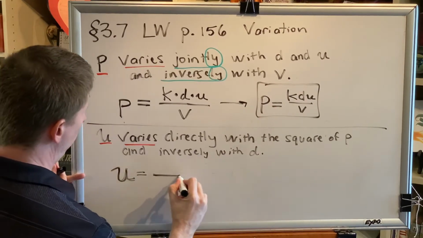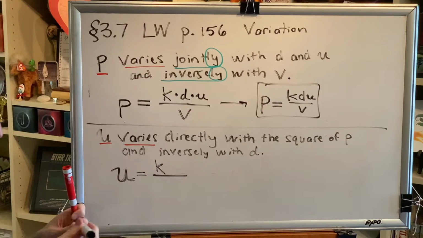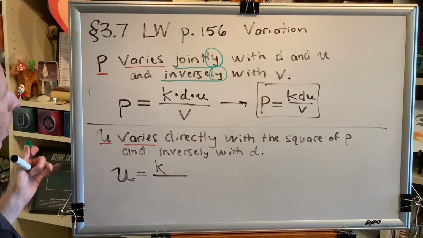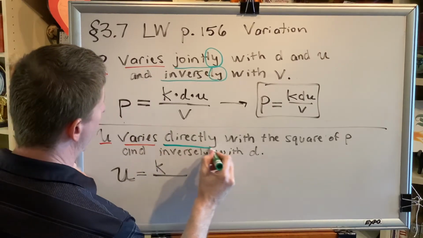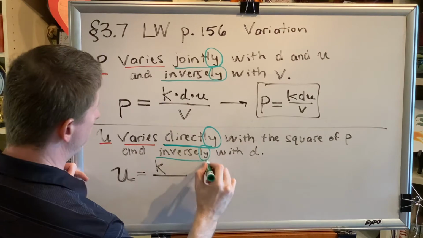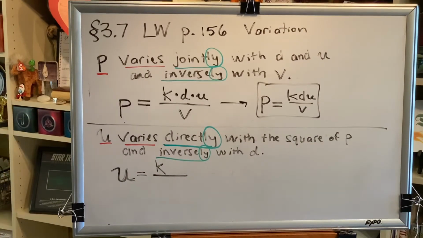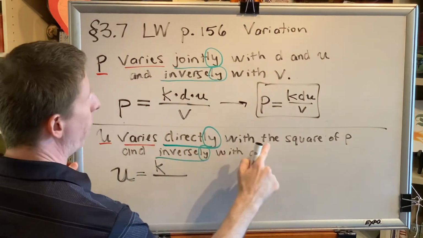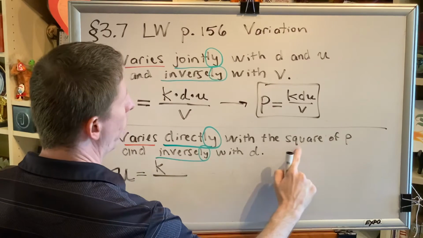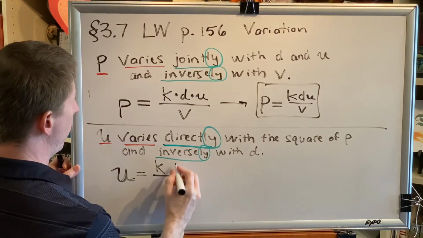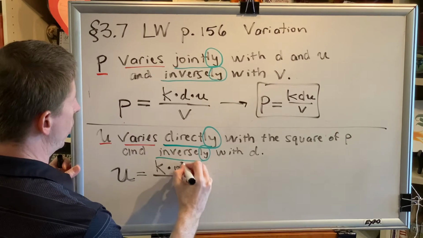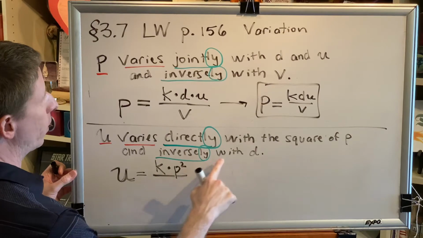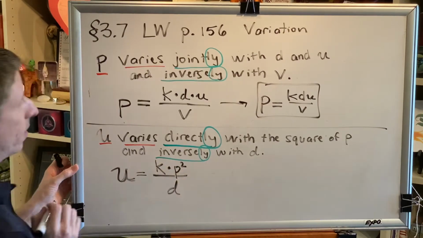Step 2. Create a fraction where K is in the numerator. K is the constant of proportionality. Step 3. Find the ly word for the problem and then put the stuff where it goes. We've got directly and we've got inversely. Okay, so directly means the stuff goes in the numerator, and it says directly with the square of P. The square of P is P squared, so we put it in the numerator. It's going to be multiplied with the K. Inversely goes in the denominator, and it says inversely with D, so we put a D in the denominator.